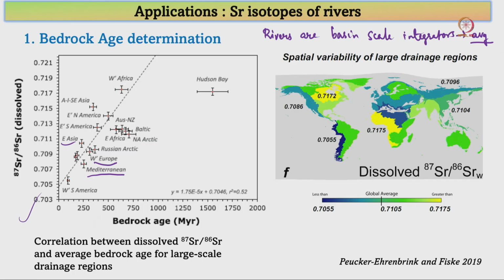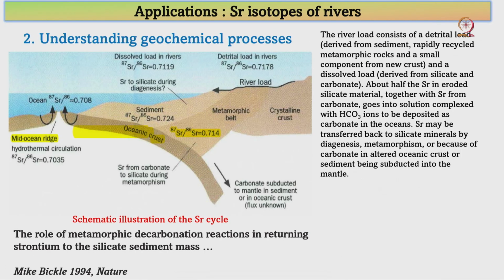In this figure, it shows what the signatures from the different land masses are. This is the more unradiogenic value, and this is the highest value that has been observed from the average calculations. You can look up this review paper for more detailed understanding. So, first we looked into bedrock ages. Now, we are going to understand how some geochemical processes happen.